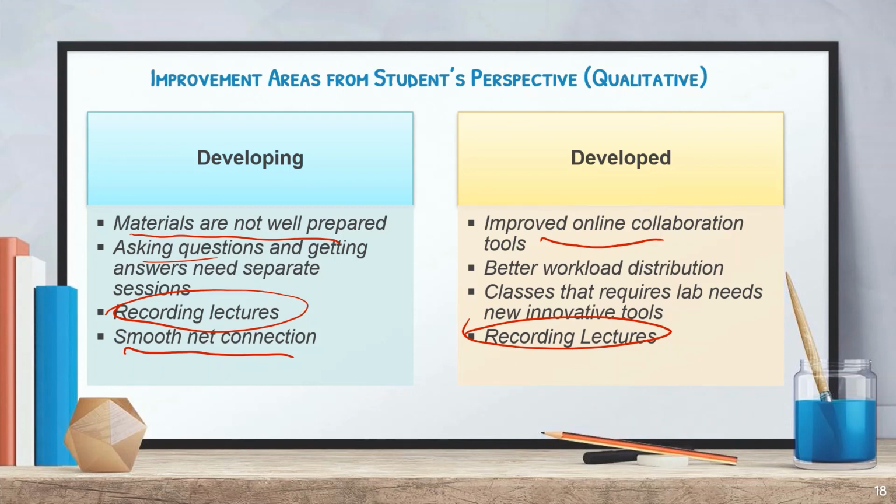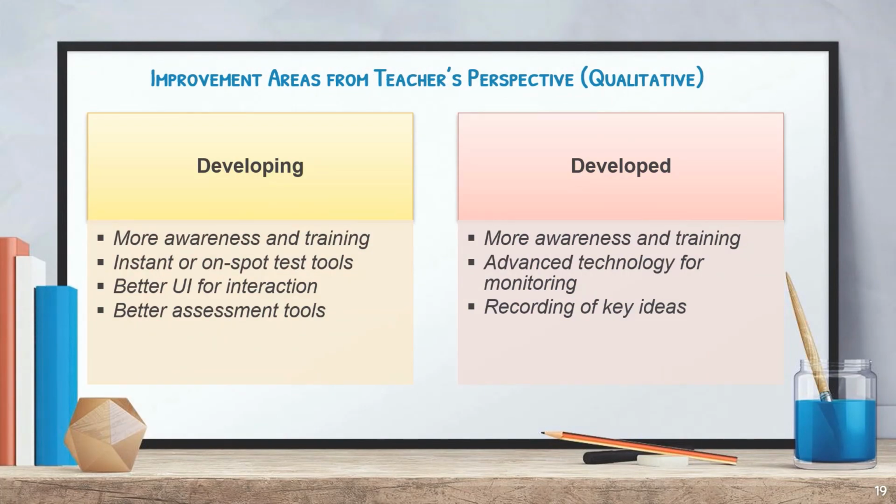They also talked about the workload, and if they had labs, they needed different kinds of innovative tools. Professors or teachers were also aligned with that. In developing zones, they talked about awareness training. Yes, they missed that. They needed a better UI for interaction and better assessment tools. The same goes for the developed. They also needed awareness and training and advanced technology. And of course, recording of the key ideas.